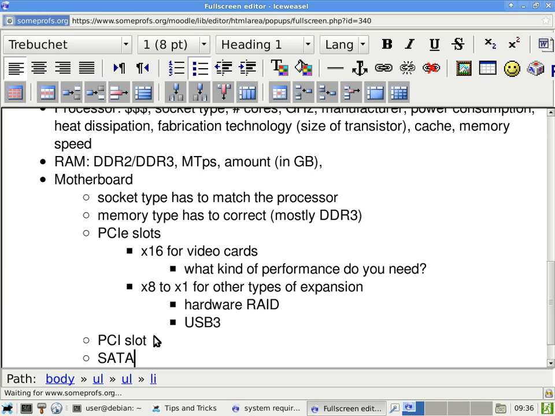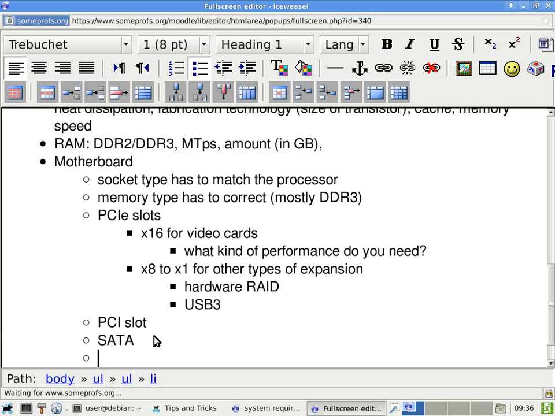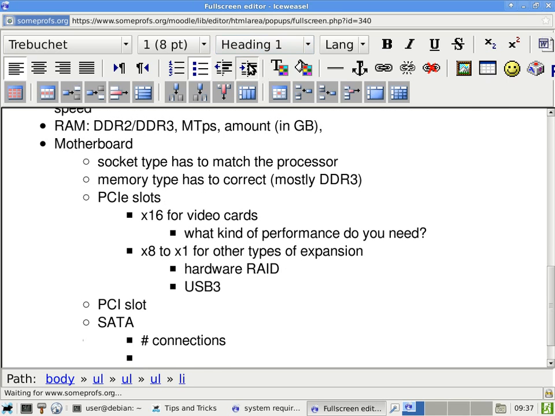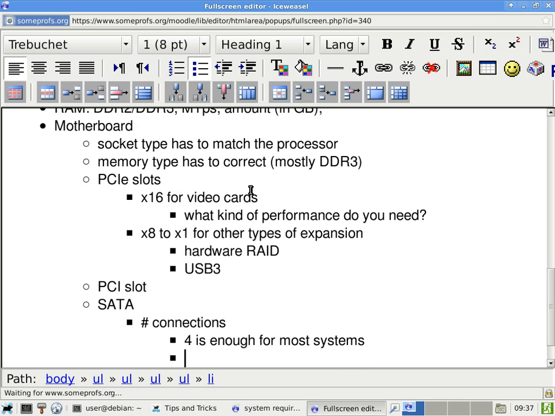Okay, and we can now talk about SATA, which is a topic that we have to keep coming back to. Number of connections: how many SATA connectors do you need? It all depends on how you want to use the system. Four is enough for most systems. Six to eight for software RAID. And that's about it.